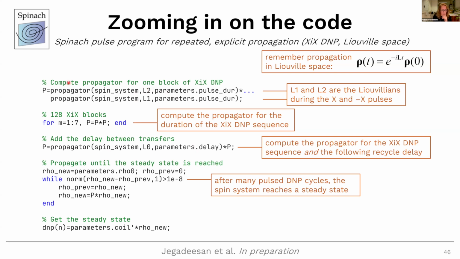The first thing we do is compute the propagator for one block of XIX DNP. So we call the Spinach function propagator, and we call it here first to describe, well, it actually takes the properties of our spin system.